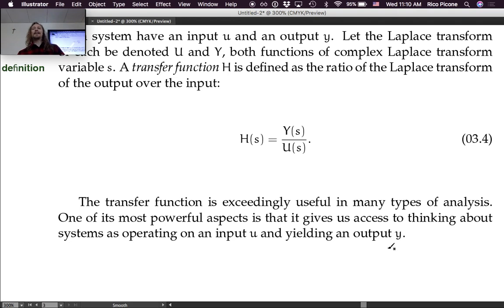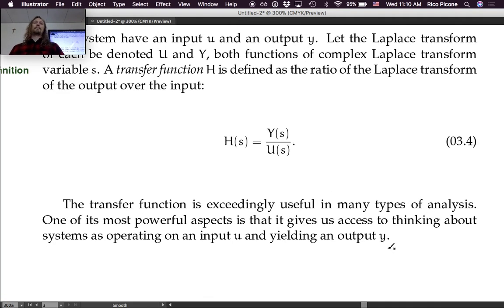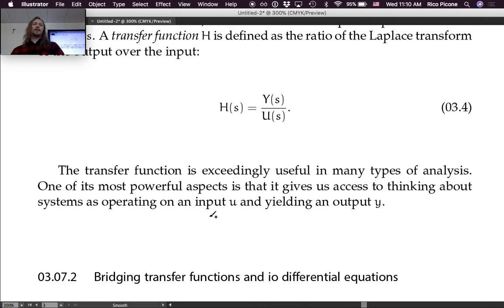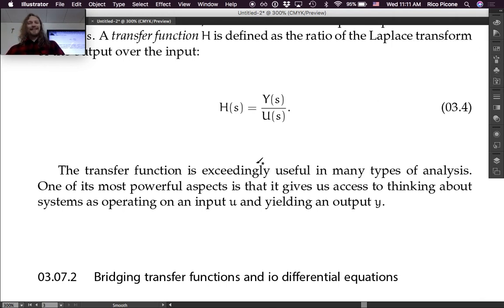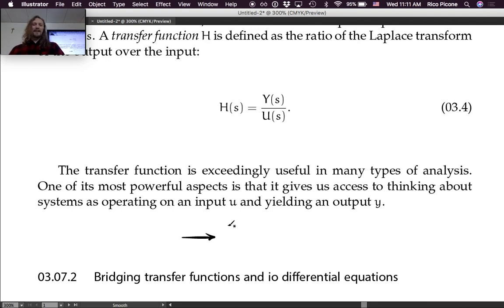It is exceedingly useful in many types of analysis. One of its most powerful aspects is that it gives us access to thinking about systems as operating on an input and yielding an output. So we think of this transfer function as taking in an input and giving you the output. So we'll talk a lot about this later, but whoa, fat marker. Gets me every time. Okay, so you have an input that goes into your system that we're representing with a transfer function, okay?